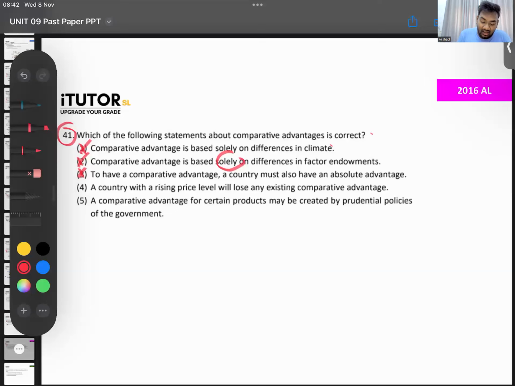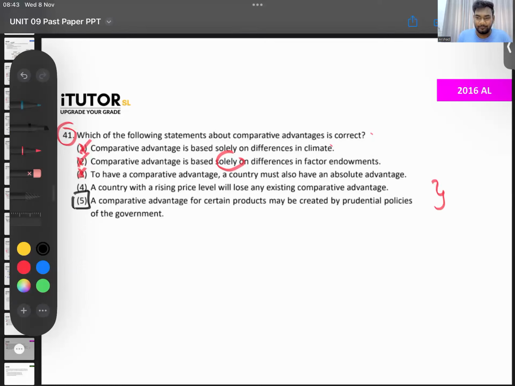A country with a rising price level will lose any existing comparative advantage. Looks okay. If the prices go up, you might lose comparative advantage. A comparative advantage for certain products may be created by prudential policies of the government. Both look somewhat correct. Remember the explanation I gave in the mock exam class. Which one is the most correct, Lamai? 4 and 5 both look somewhat correct. So, most correct is number 5.